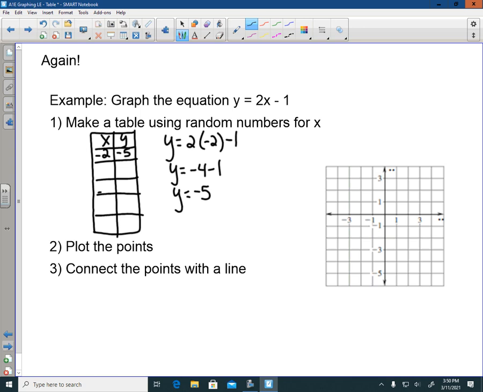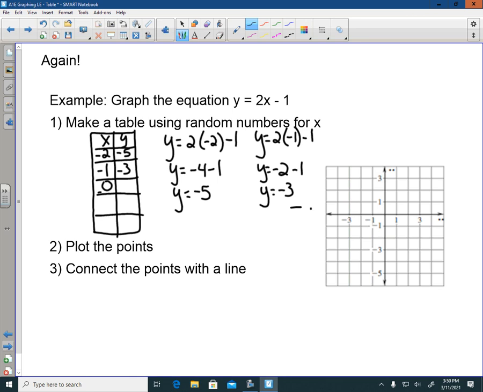Let's do it again. Let's choose negative 1 for x. So now we have y equals 2 times negative 1 this time minus 1. Y equals 2 times negative 1 is negative 2 minus 1. So y equals negative 2 minus 1, or negative 3. So when x is negative 1, y is negative 3. How about 0?